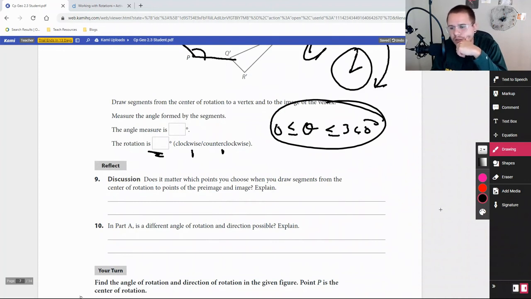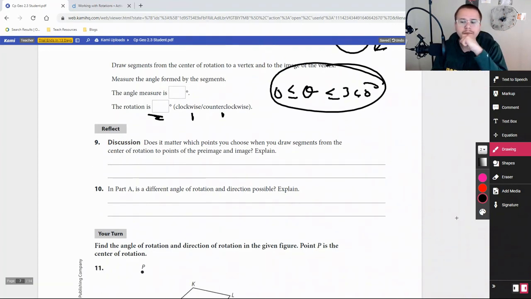Does it matter which points you choose when you draw segments from the center of rotation to points of the pre-image and image? No. It's just got to be corresponding. And like I was getting at, a rotation in one direction is equal to a different angle rotation in the other direction. So for example, a 90 degree rotation in one direction would be the equivalent of 270 in the other.